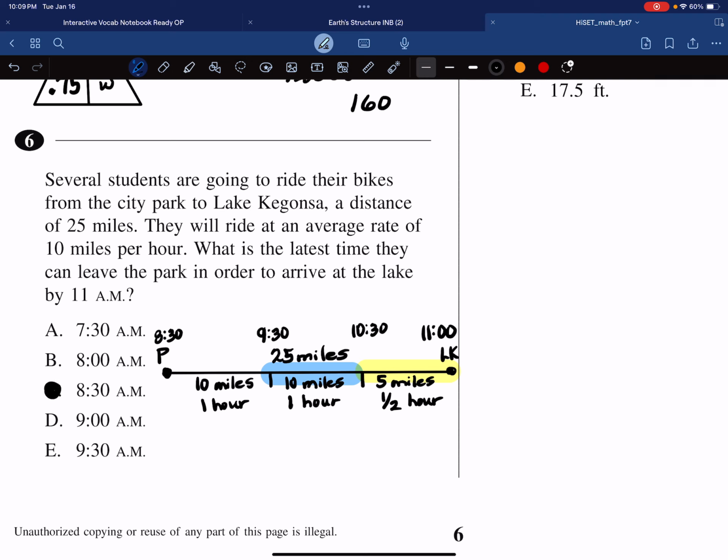You can also simply say 11 o'clock minus 2 hours and 30 minutes. Now to do that, you will have to borrow an hour and make it 60 minutes. So that would be 30 minutes and 8 here. That really bothers some folks. So if that bothers you, don't do it. Use the diagram and count your way back.